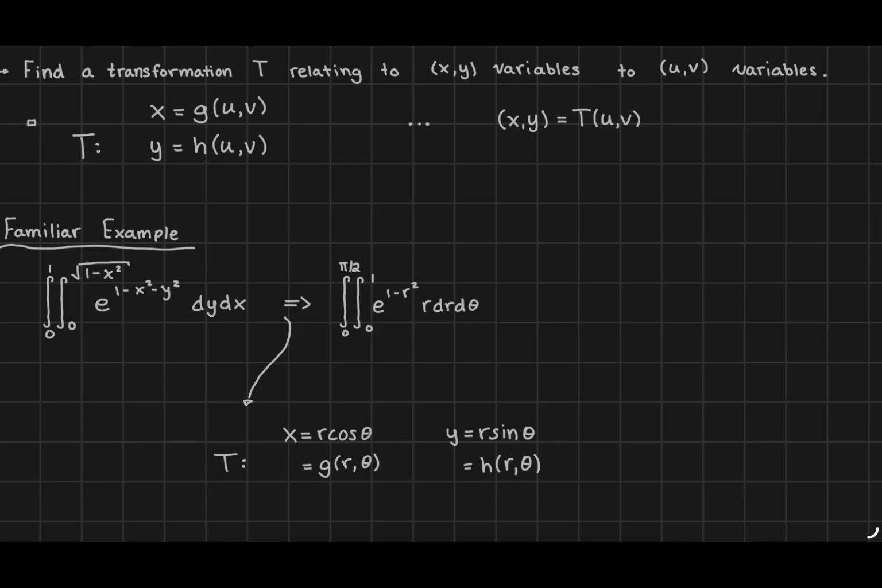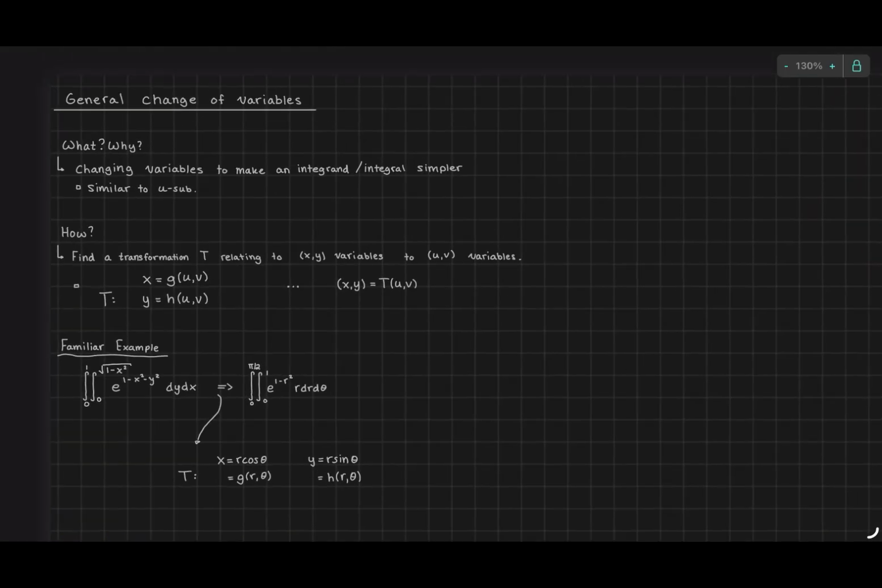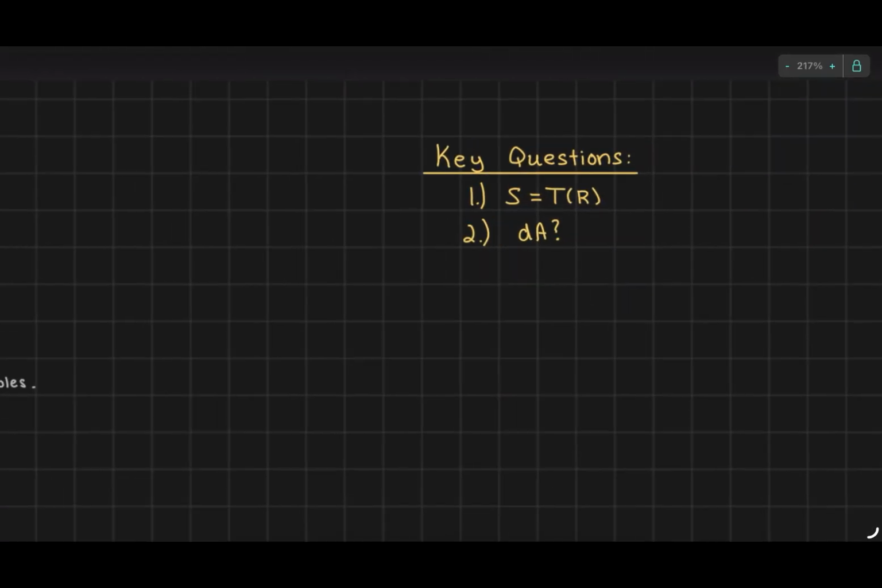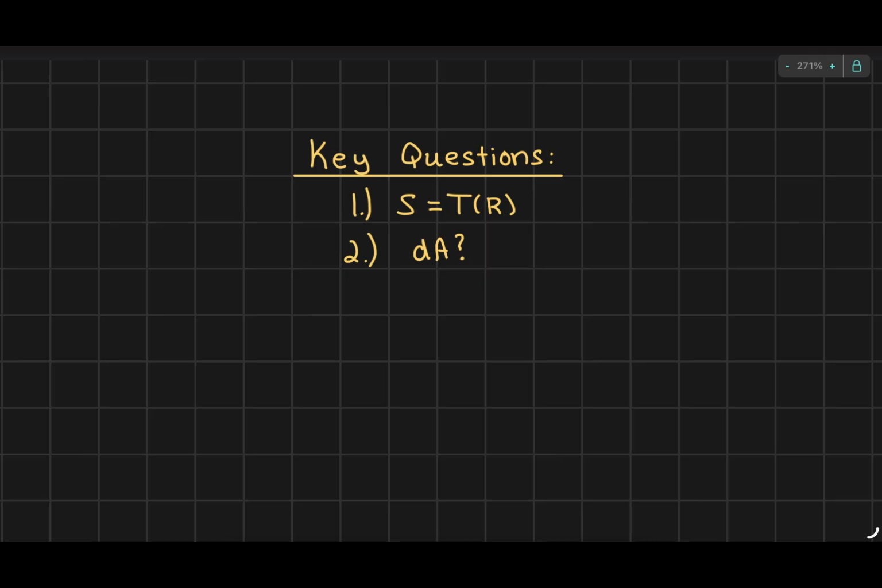One of the other really nice reasons I enjoy this section is because we finally get an explanation of why we have this r in our dr d theta, and similarly why we have that rho squared sine of phi in our spherical coordinate transformation. It's very interesting, and I won't get to that until later in the video. But we have two key questions whenever we're doing these kinds of transformations, this general change of variables.